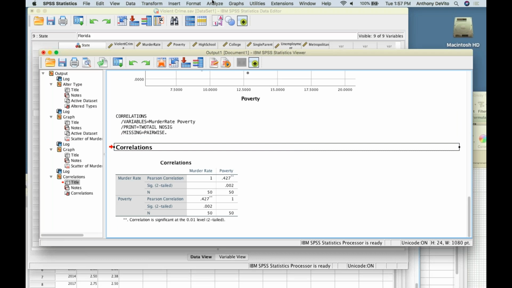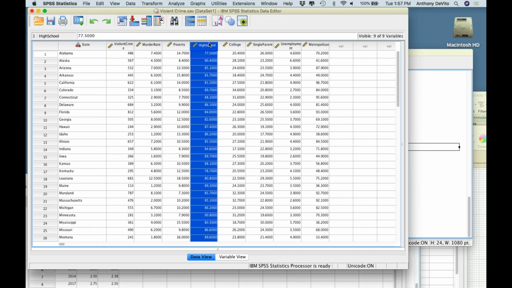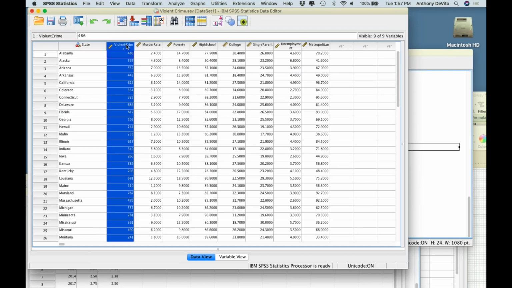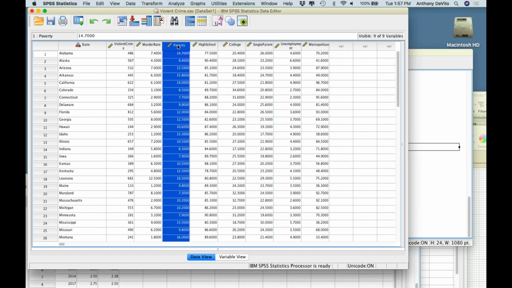And we could have gone back here to our data file, and we could have looked to see if the high school graduation rate had an impact on violent crime. If the percentage of single parent households in the state has an impact on the poverty level in that state, right? I'll bet you it does, right? Maybe we'll do that next, right?